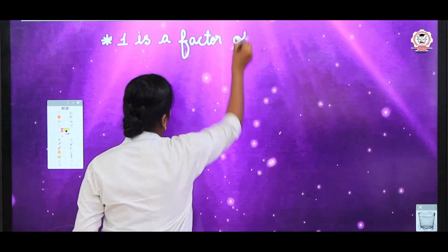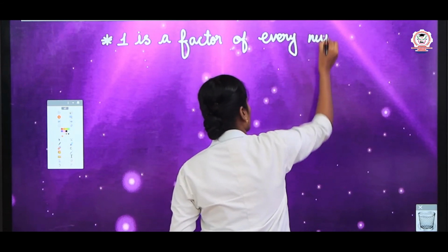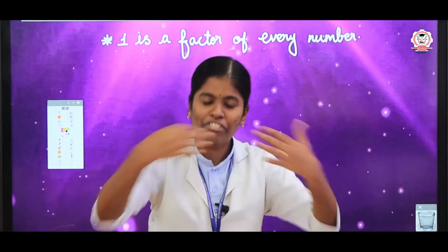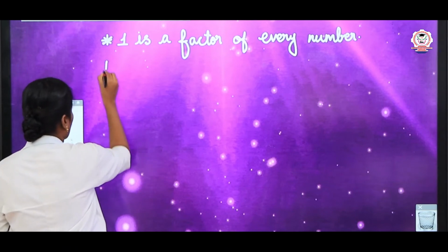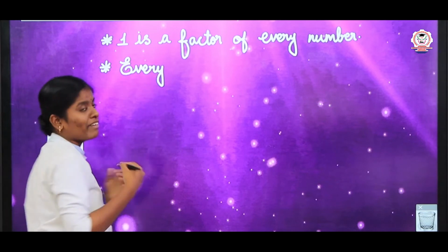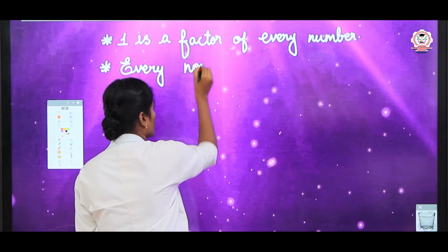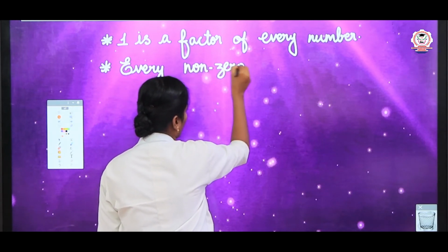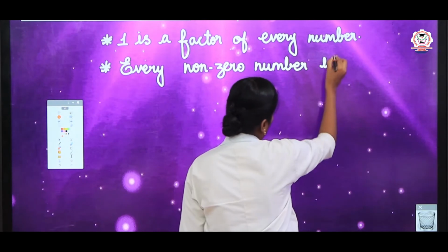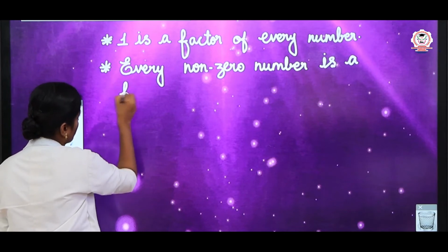Then the second property is every number is a factor of itself. Every non-zero number is a factor of itself. So write: every non-zero number is a factor of itself.